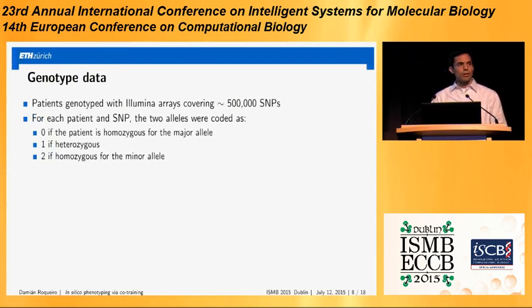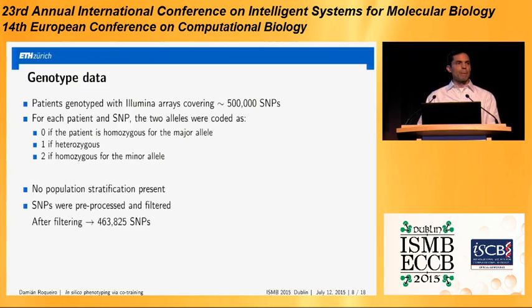In regards to the genotype data, with approximately 500,000 SNPs, we did the standard coding of the allele information using the additive method, where we code the values into 0, 1, and 2. And we performed some pre-processing and filtering. The pre-processing was to make sure, first of all, that there was no population stratification, which we were able to confirm. And the filtering was just to remove SNPs due to minor allele frequency and other things. In the end, we ended up working with a set of 460,000 SNPs.